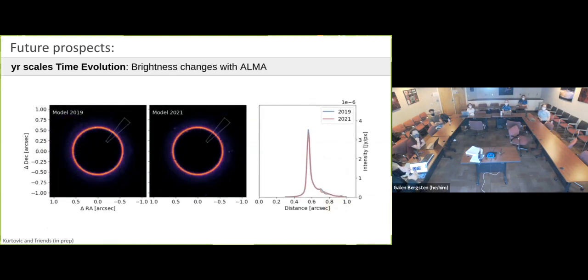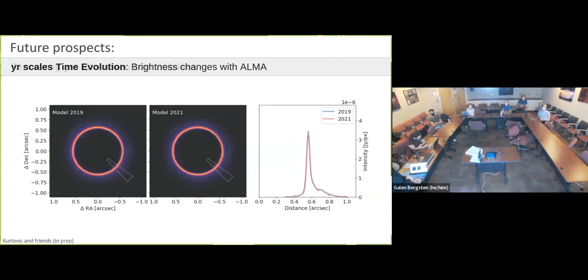Another thing that we have been interested in doing is taking observations of the same disks at different epochs and trying to see if we can actually see these brightness changes as a function of time. This is still work in progress, so I'm not going to go into deeper details.